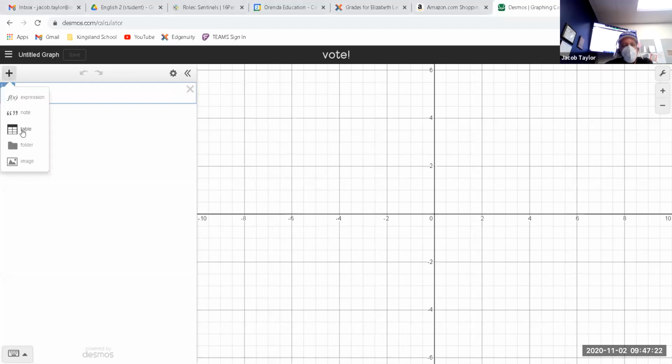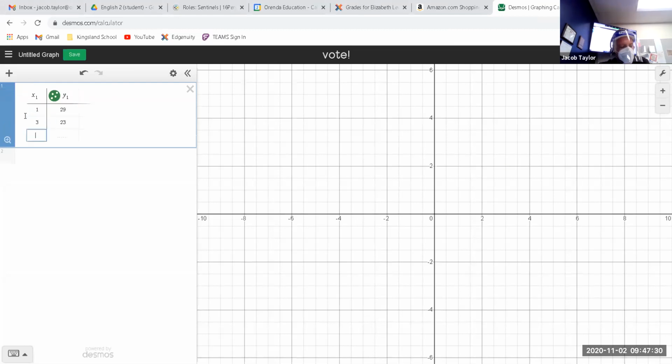And just like last week, we're going to add in a table with some scatter plot data. I'm going to go ahead and give you the coordinates here. And I'll give you just a minute to put those in there.